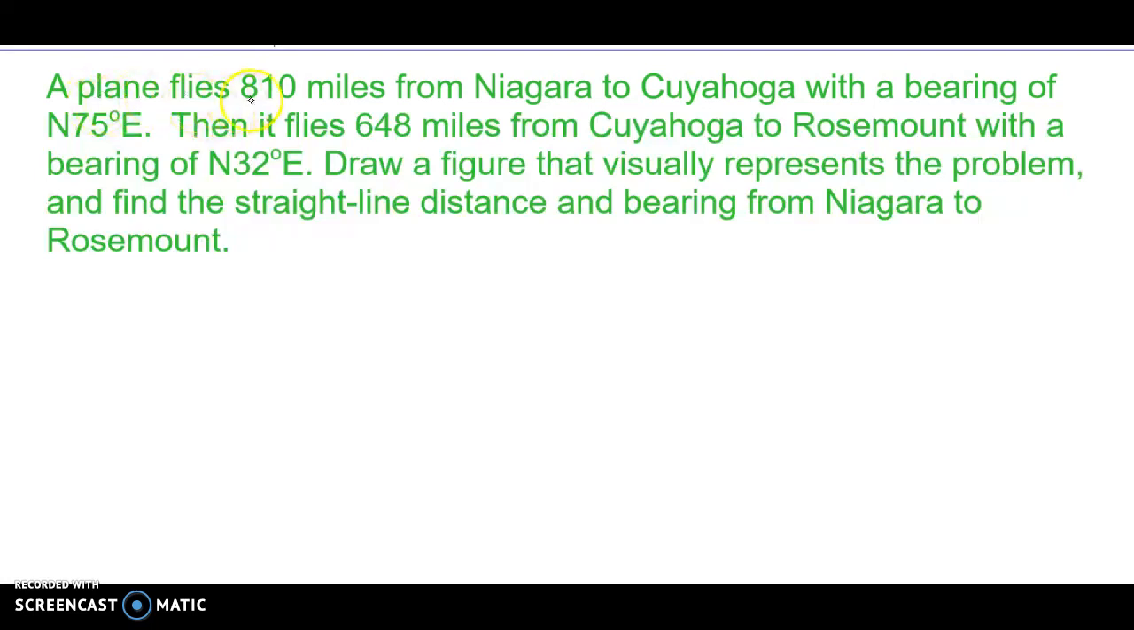So it says, a plane flies 810 miles from Niagara to Cuyahoga. That's the coolest name I've ever read. Cuyahoga, with a bearing of north 75 degrees east. Then it flies 648 miles from Cuyahoga to Rosemount, that's in Minnesota, with a bearing of north 32 degrees east. Draw a figure that visually represents the problem and find the straight line distance and bearing from Niagara to Rosemount.